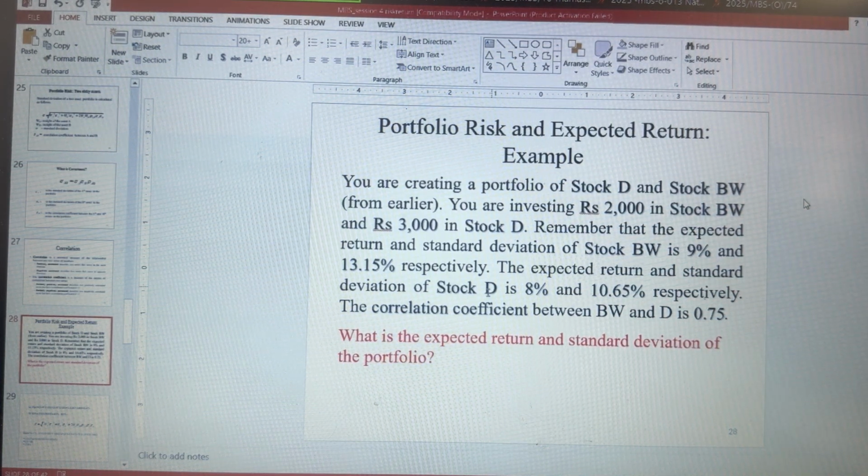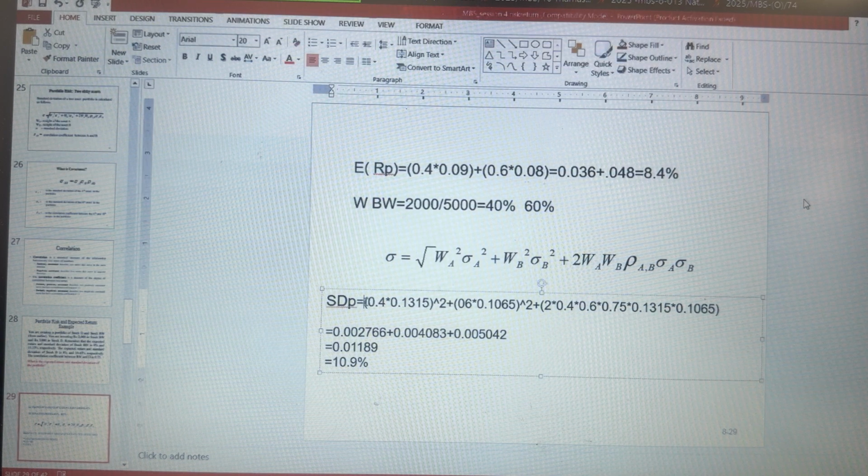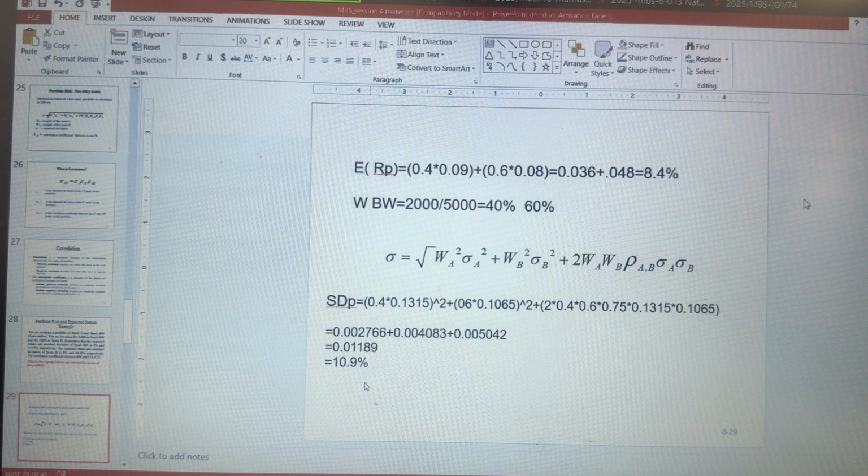In case of portfolios, if the proportions and weights are given for two assets, you use this equation, and directly you put the answers. What is the weight? What is the standard deviation of the assets? Then apply all, and the rest of the things are calculated. We need to take the standard deviation with the square root. We need to put this sign here, square root of this. That is actually 10.9 percent, the portfolio's expected return plus the portfolio's risk.